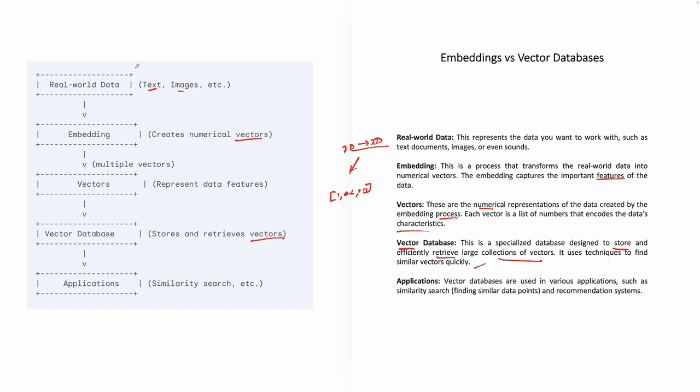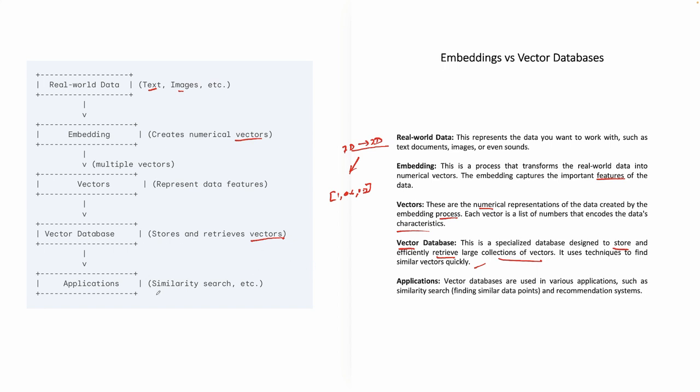It's pretty simple. Real world data, you use embedding, you create numerical vectors. Then you use these multiple vectors, which are representing the features of the data, and you store these vectors in a database, which is called a vector database.